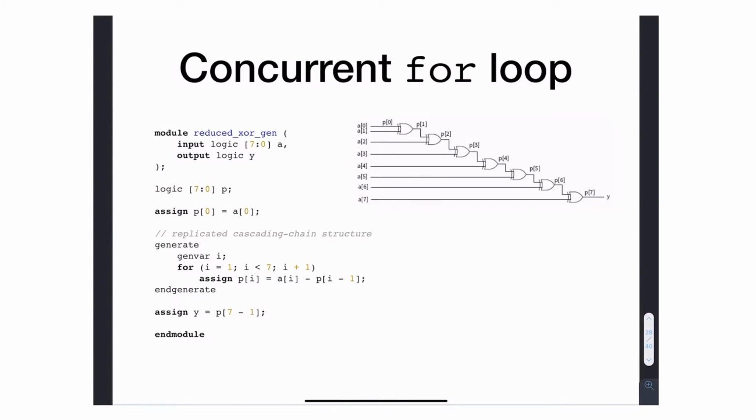There are a couple of these for loops. There's what we call a concurrent for loop. A concurrent one, similar to the continuous assignment, lives outside the always statement. It's not part of the always statement. This particular code, you're going to see, is not the best way to implement an XOR. This is an 8-bit input XOR, but I implemented it as a bunch of cascading XORs.